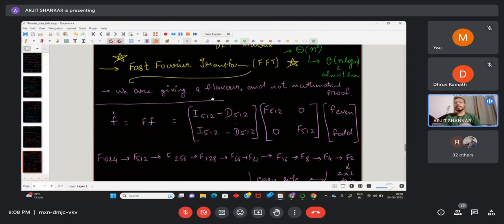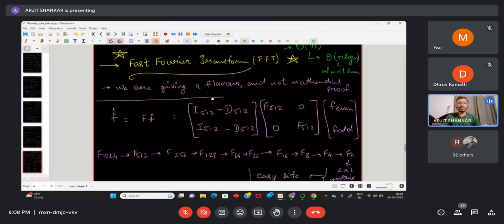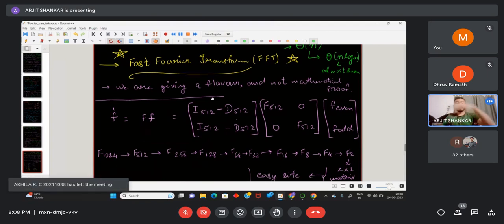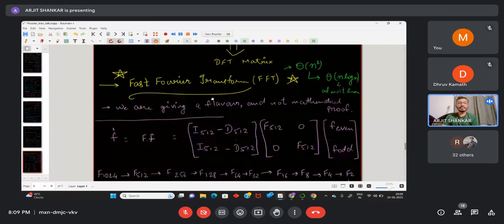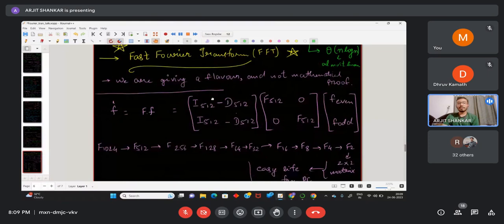Now, instead of taking the whole DFT matrix, first of all, this is small f, but instead of directly taking f0, f1, f2 to fn minus 1, we are writing the even elements first and then the odd elements. I will come to that in just a second. And this capital F matrix, I am writing it in block form, with I512 meaning the identity matrix. Why 512? I'm just assuming that this has 1024 cross 1024 elements, for example, for now. So this is a 512 cross 512 matrix.